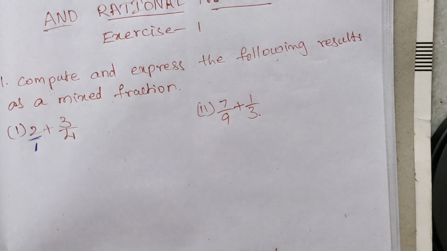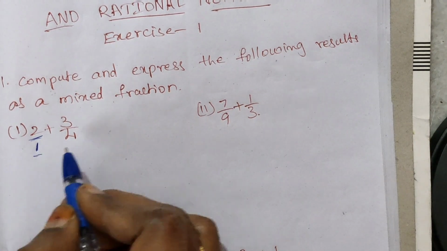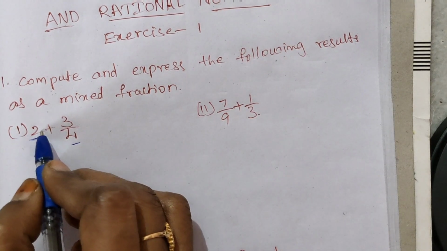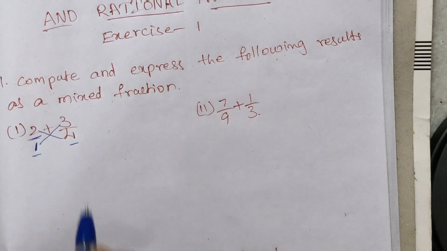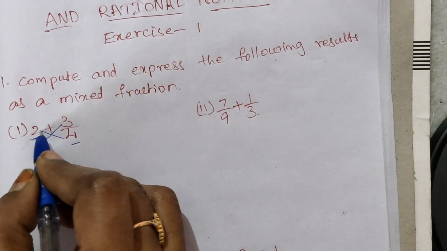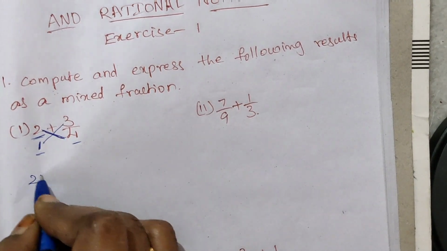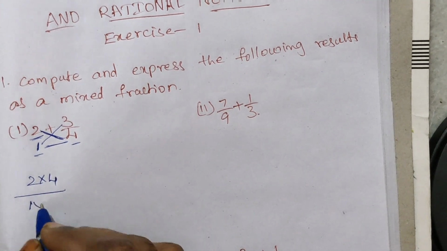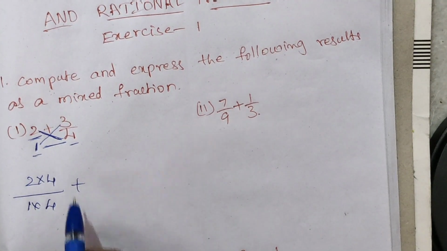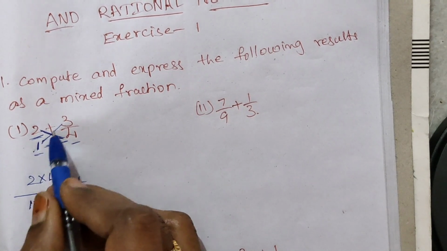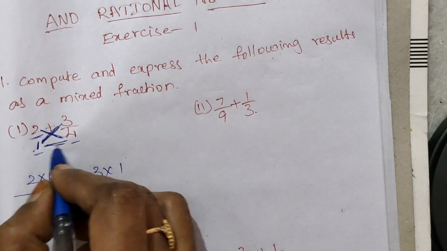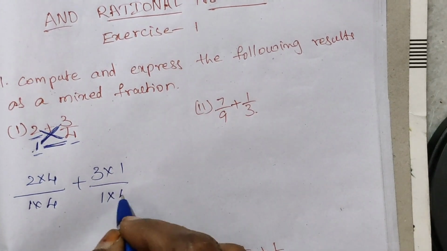First convert them into like fractions. Here the denominator is 1, here the denominator is 4, so they are unlike fractions. By using the butterfly method we will convert. 2 into 4, this 2 multiplied by 4; 4 into 1, into 4; plus this 3 into 1; now again 1 into 4.